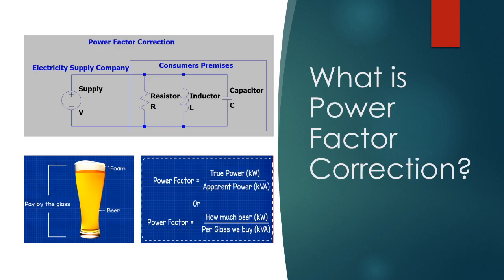So power factor is basically the ratio of useful power or true power in kilowatts divided by what we're charged in kilovolt amps. So it's telling us how much value for money we're getting for the power we consume, basically.